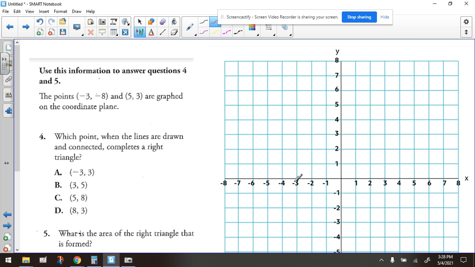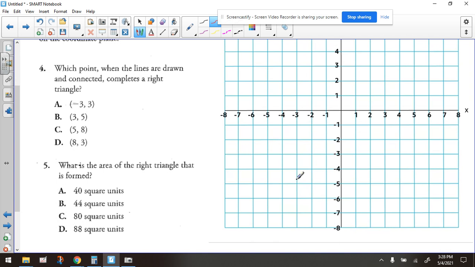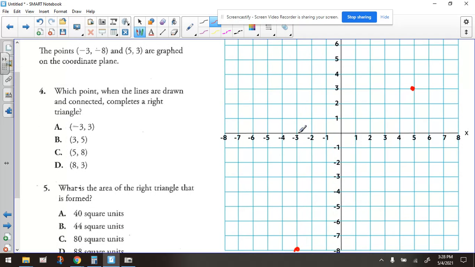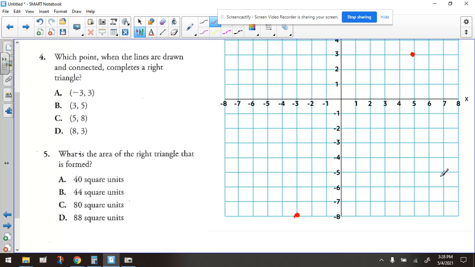If we go left 3 and down 8, that's going to be right here. And if we plot this over 5, up 3, that's going to be over here. So again, left 3, down 8, over 5, up 3. All right, so take a look at those 2 points.